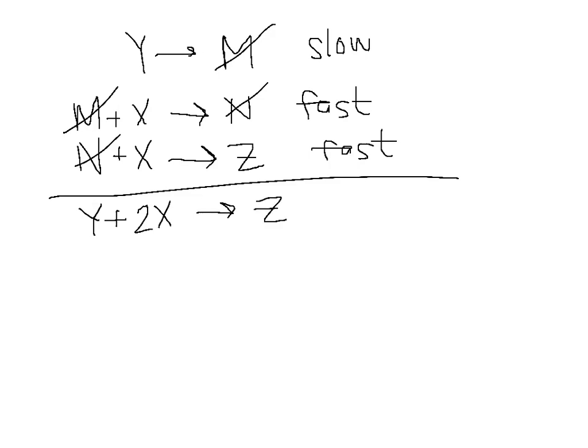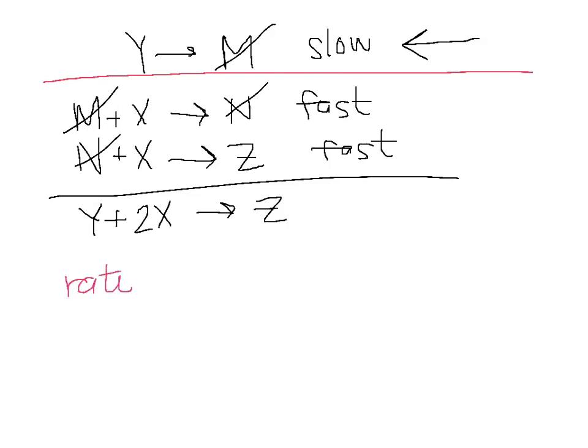Now in this case, since this is my rate determining step, all I care about is anything above the red line. I don't care about anything below the red line. So my rate law expression is going to be rate equals K times the concentration of Y.